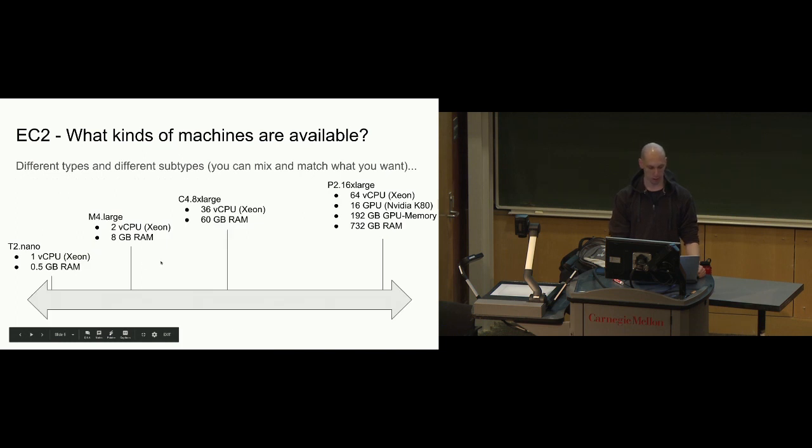So this is another way to look at it. You have a T2 nano, a P2 16x large. This would be specialized for machine learning, and this would be for web services. You can see the different specs for all of these machines. These are different configurations of hardware that you can allocate from AWS to do different things. You'll want to use larger configurations for your full-size deployment where you test and train on large data sets, and you'll want to use smaller ones for testing and development.